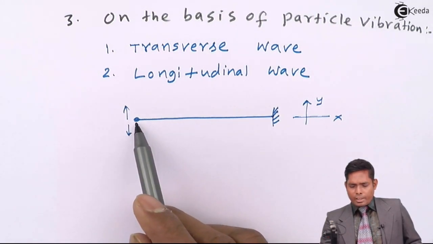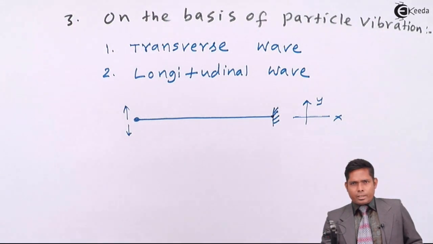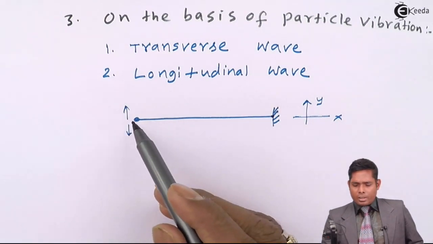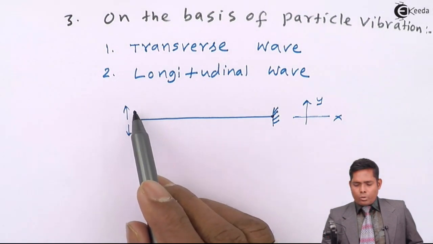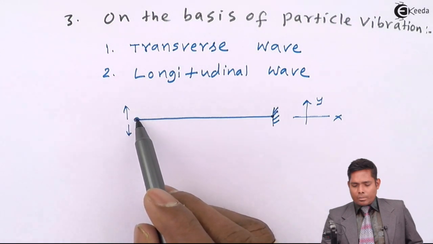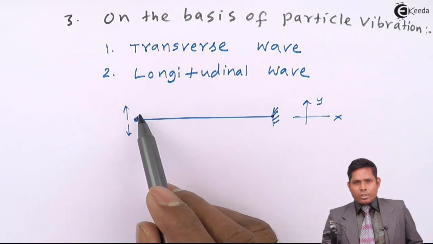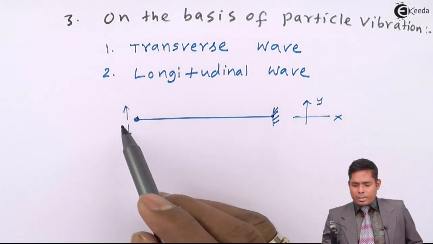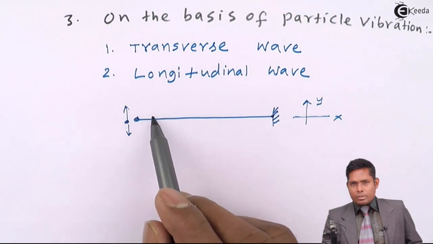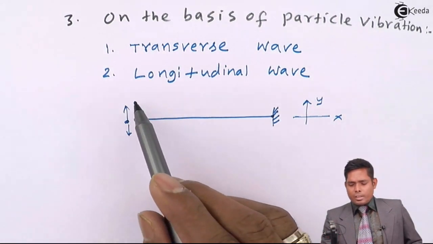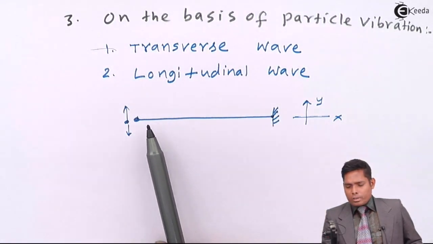Now if we fix one end of the string here, the other end is free, and it is pulled like this and given a jerk, one pulse is created, and that pulse will start traveling in this direction. When a particle moves in the y direction, the displacement occurs in this direction. If the disturbance is continuous, the particles will move up and down like this, and so will the other particles when the disturbance reaches them. All the particles oscillate in this direction, whereas the disturbance moves along this direction.